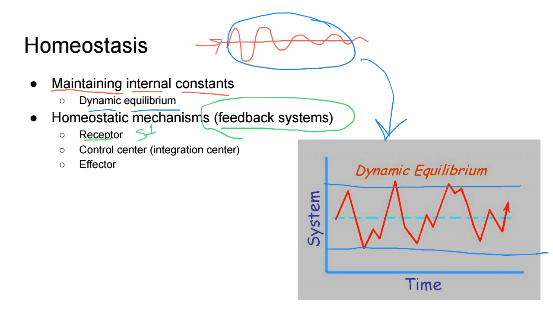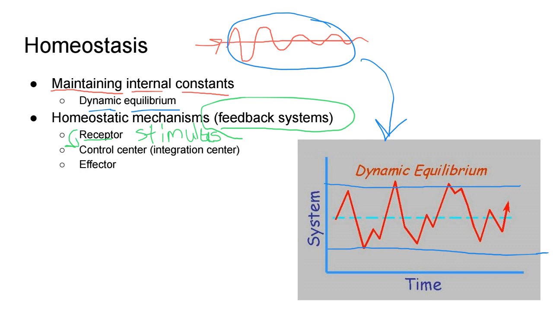Okay, and then the control center, which is also called the integration center. So the control center, or the integration center, is going to process that information. It's going to analyze the information that comes into the receptor. So the receptor receives all the information. It does not do anything with that information. It just takes that information and sends it to the control center.